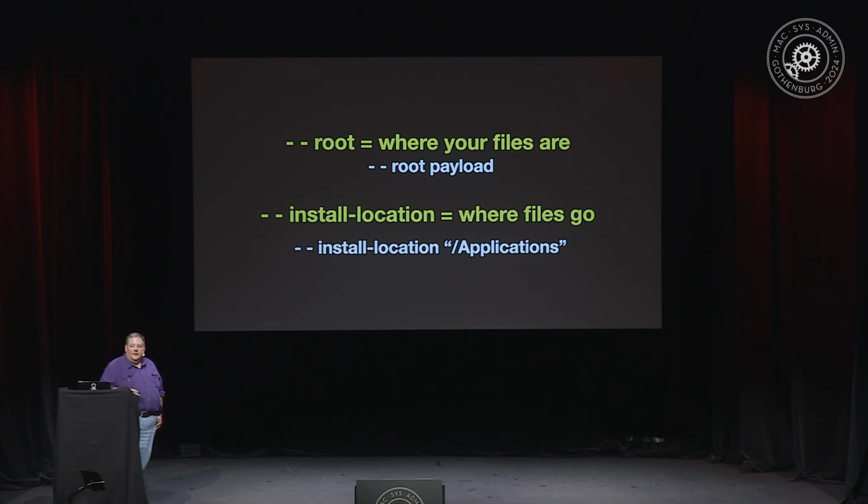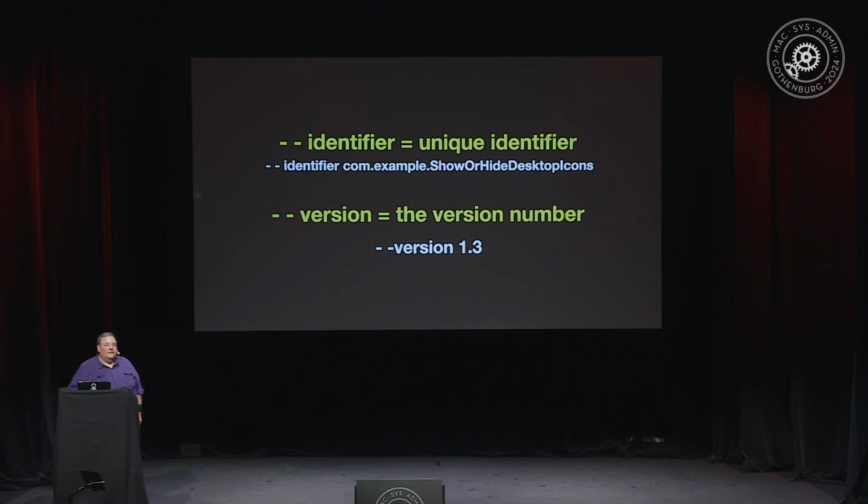Next is the install location. In this case, we're instructing the package that our payload is being installed into the Applications directory. Next is identifier. Now this is a unique identifier string for your installer package to make sure that your installer can be distinguished from other installers by the Mac being installed onto. The convention for this is to make it a reverse DNS string for your organization. But the exact identifier doesn't really matter, it just needs to be unique. So in this case, I'm choosing to use com.example.show-or-hide-desktop-icons.